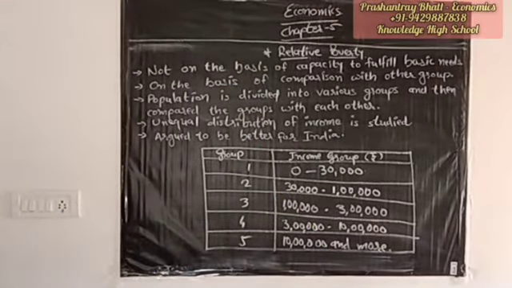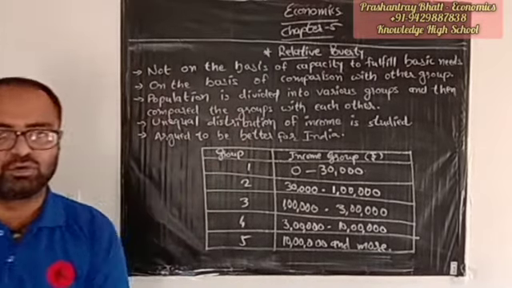Now in today's session, we are going to understand the second type of poverty, the second classification of poverty, or the second method to measure poverty, and that is relative poverty.